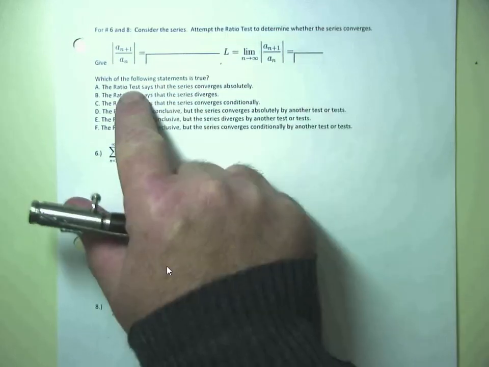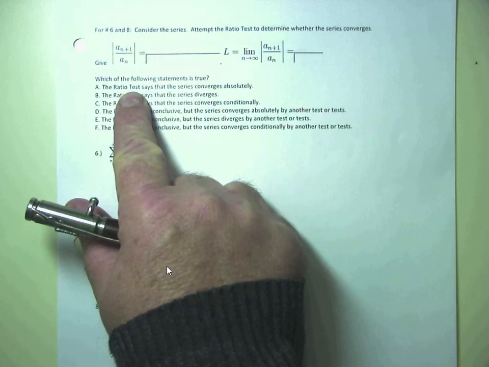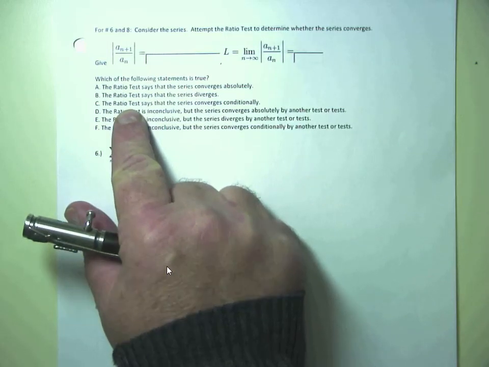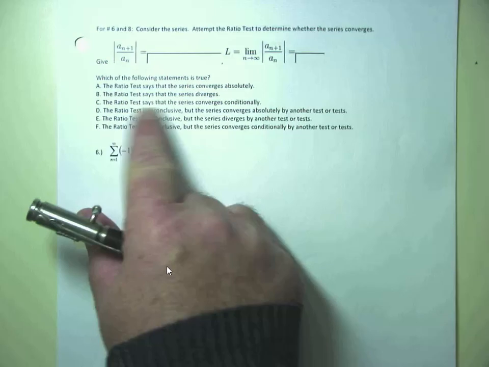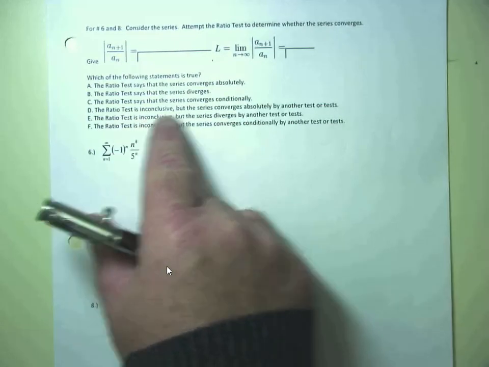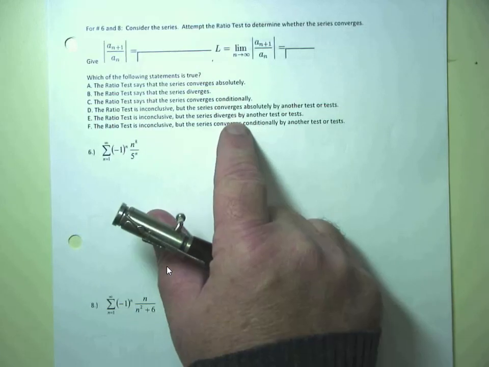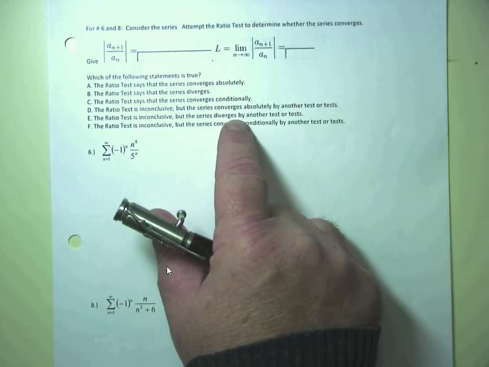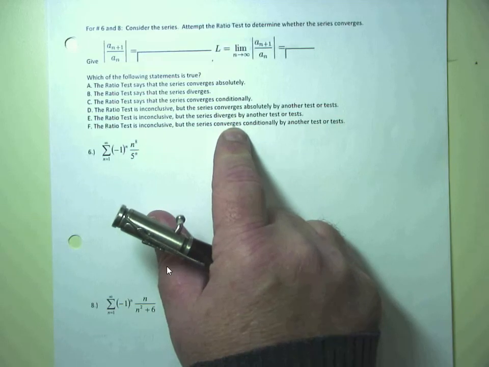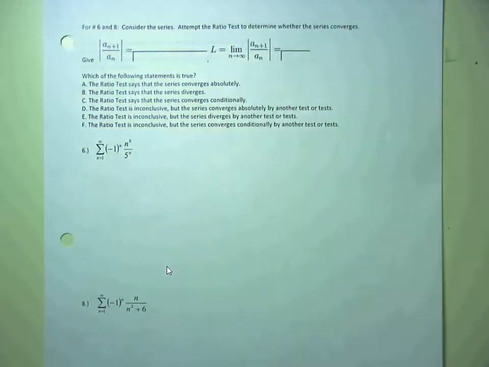And then we're going to say, A, by the ratio test, the series is absolutely convergent. The series is divergent. The series converges conditionally. The ratio test is inconclusive, but this thing is absolutely convergent by another test. The test is inconclusive, the series diverges by another test. The test is inconclusive, but the series is conditionally convergent by another test. Now, out of all these answers, I warned you about this. One of these answers is stupid. It's not a real answer.